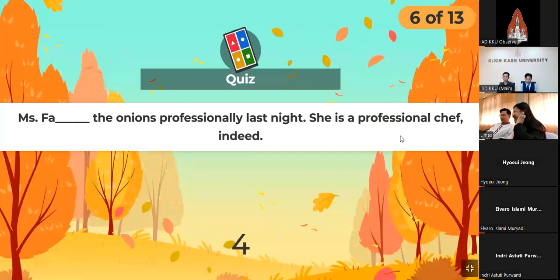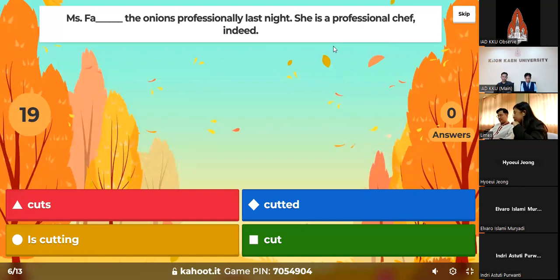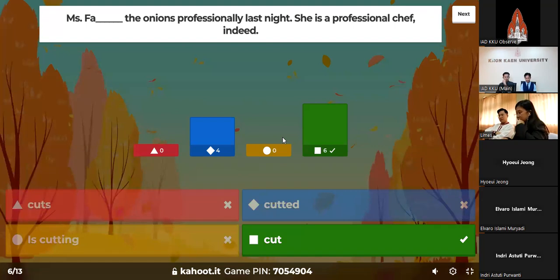Miss Fa blank the onions professionally last night. She is a professional chef, isn't it? Yes, sure. This one is talking about someone last night, yesterday, in the past. Here we have cut, because the verb to cut is still cut.